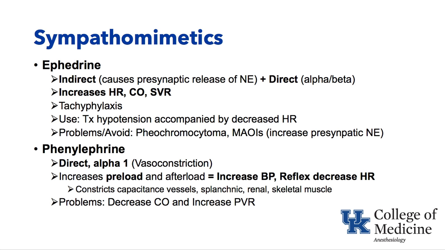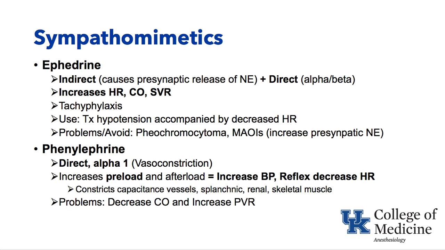Pheochromocytoma is another area where you would want to avoid the indirect action of ephedrine and move right to direct-acting medications. Phenylephrine is a direct-acting alpha-1 agonist that causes vaso and venoconstriction. In fact, increasing preload is probably one of the major mechanisms of its increasing blood pressure. But it does also increase afterload.